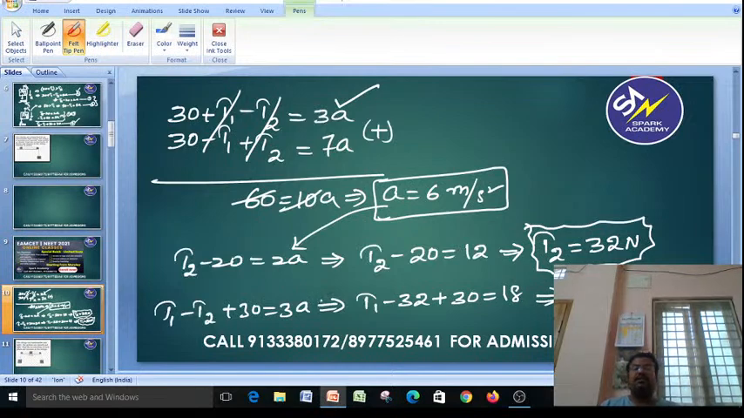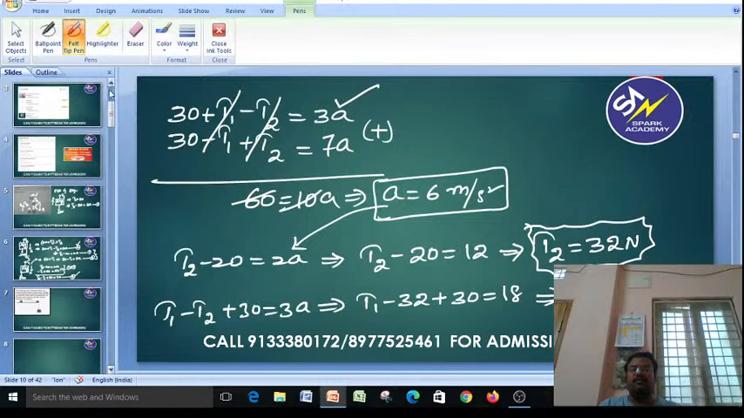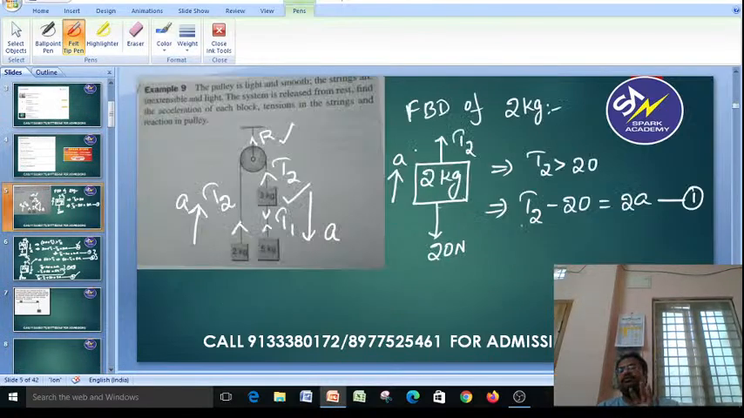Then what about the reaction in this case? The reaction of a pulley, how do we find it? Here I will show you how to find the reaction. Let us observe the reaction of the pulley existing in the third string.